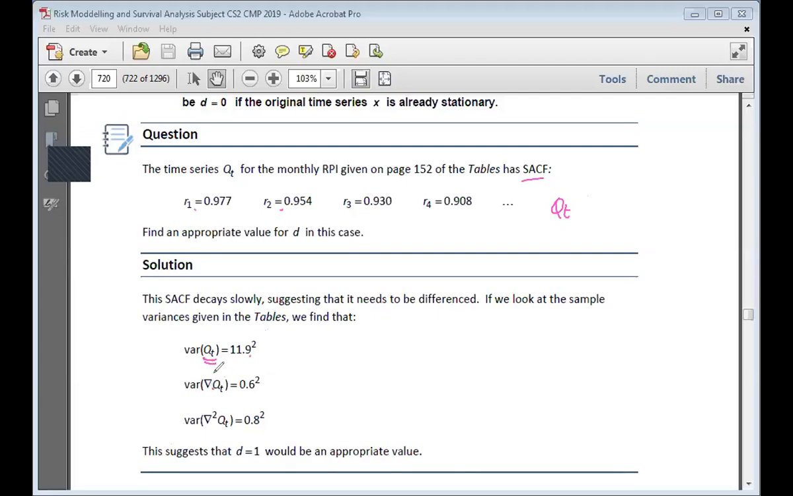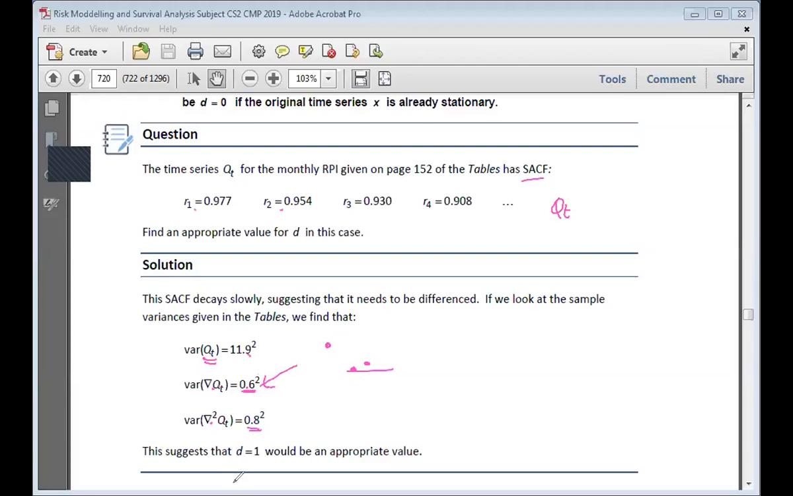∇QT, so this is what? This is just differencing it one time, and this is differencing it twice. So you see that it was 0.6 and now it's becoming 0.8, right? So you know that you should only difference it once. So 11.9 will be something here, 0.6 here, and 0.8 somewhere there. So you know that this is the lowest one that you have, and therefore this is what you are concerned with. And this actually is known as the turning point, but we'll have a look at that again later soon.